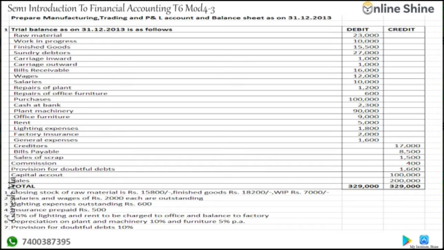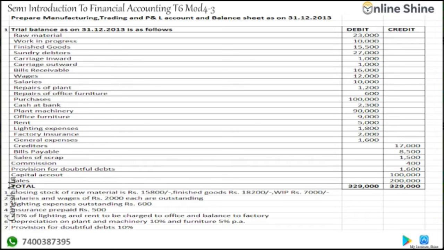That gross profit will be transferred to your P&L account. From that P&L you come to know your net profit. That net profit will be transferred to your capital account, will be added to your capital account, and after adding in that capital account, then you can tally your balance sheet. So this is how your balance sheet gets tallied. It's not that you can directly tally your balance sheet. See, the closing entries are still pending.